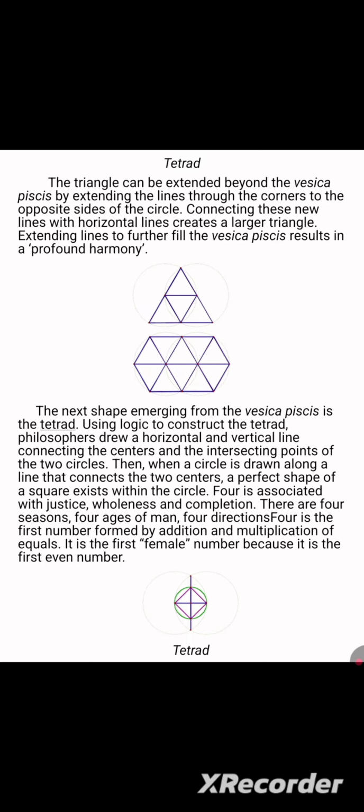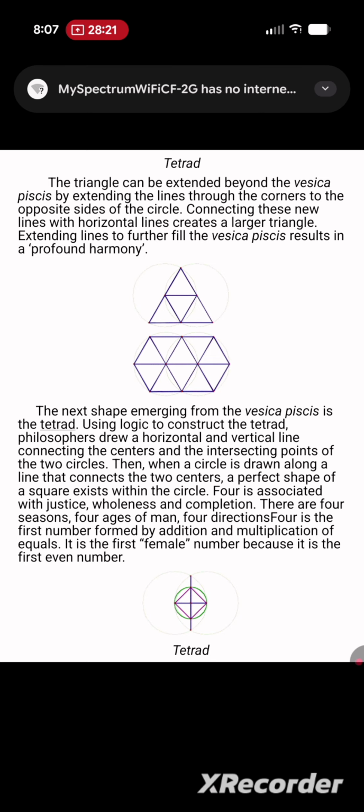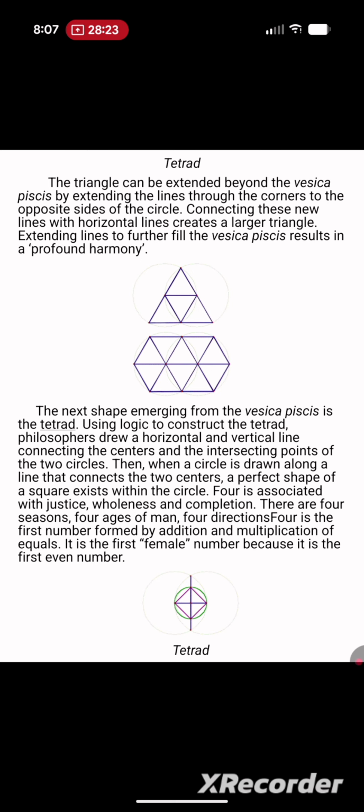Although I don't quite agree with the description of the tetrad being the first female number. The dyad or second step seems to me would be the first even number as it represents 2. If you view the vesica piscis and how every shape emerges from it, as if being born from a vaginal cavity, it seems more traditionally female.